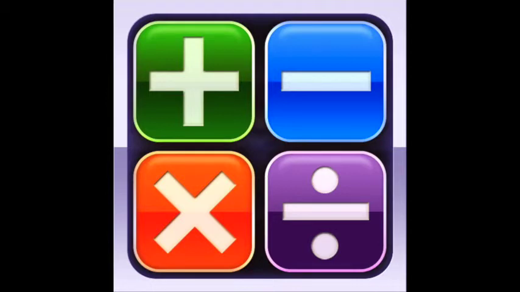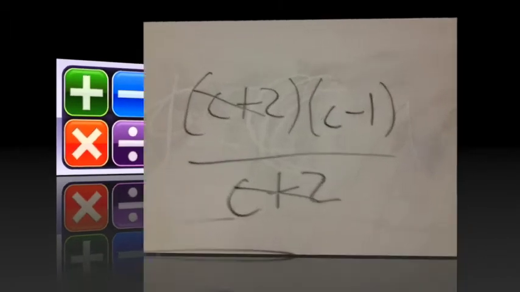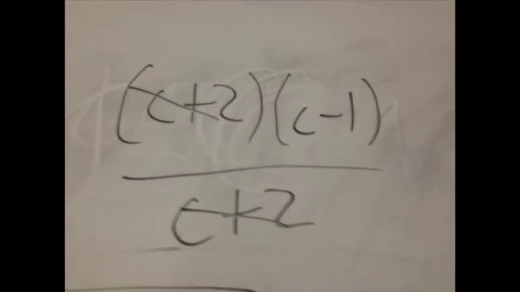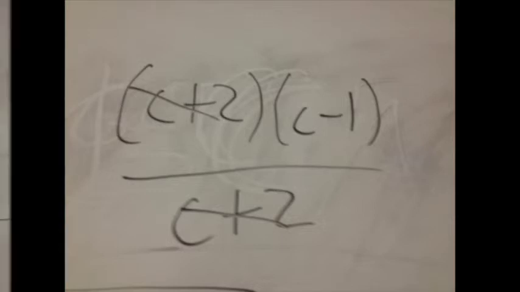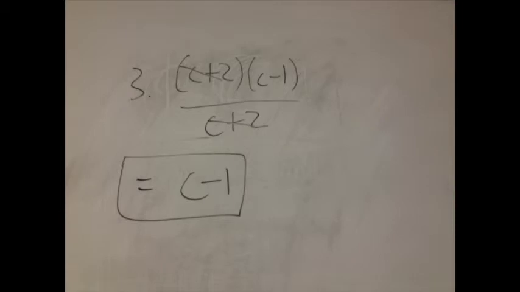Now the viewers will see some example problems involving how to rationalize algebraic expressions using the operations of addition, subtraction, multiplication, and division. In the following problem, c plus 2 times c minus 1 over c plus 2, since you have a like term, c plus 2, in the numerator and in the denominator, then you are allowed to cancel out the full term. So your final answer should just be c minus 1.